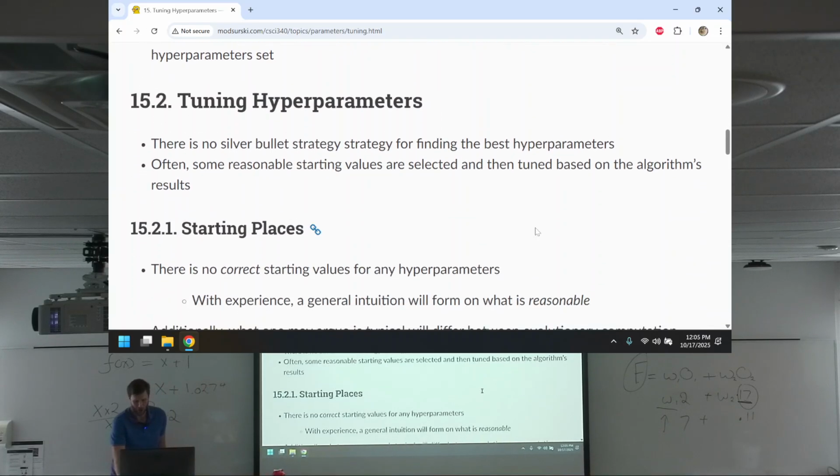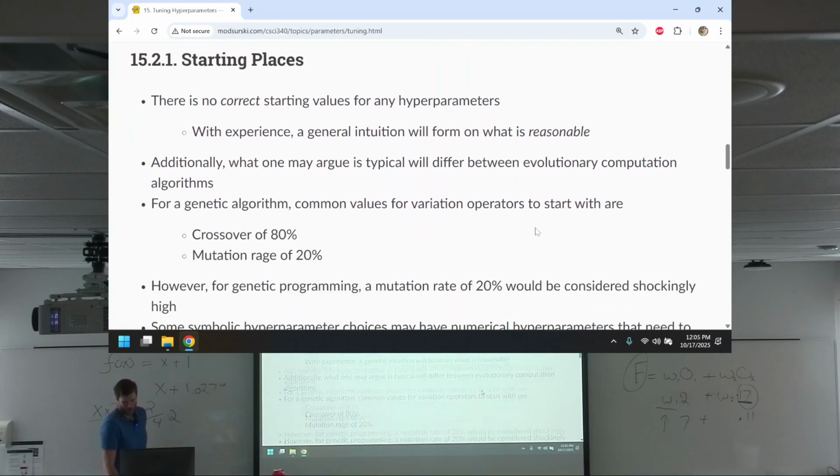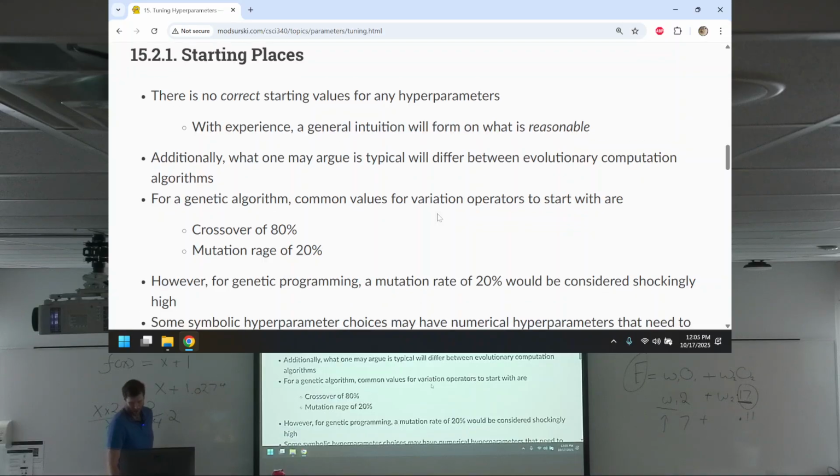So how do we tune hyperparameters? There's no silver bullet strategy, okay? Often some reasonable starting values are picked where you use your intuition to the best of your ability. The more experience you have, the better your intuition becomes, just like with anything. But then you just kind of go from there. So there's no correct starting values, although there are, let's say, better ones than others. Yeah, you get experience with what's typical.